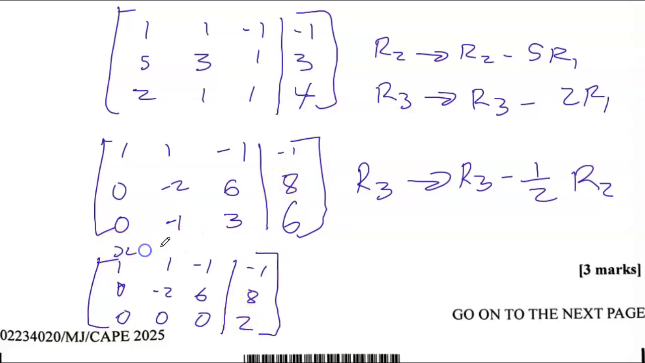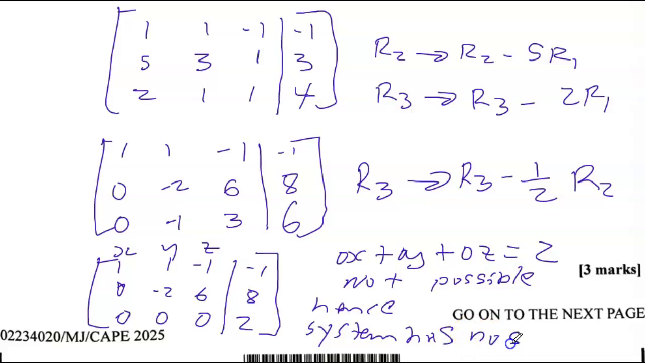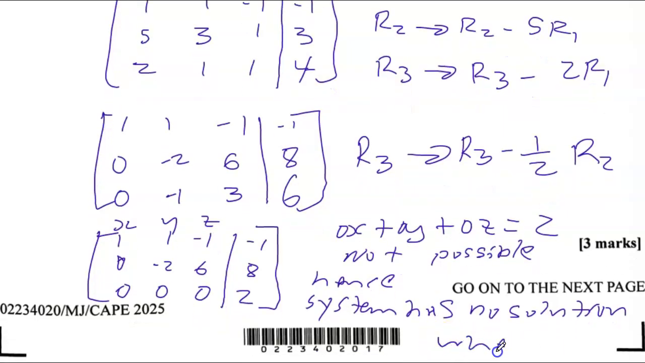So remember, these are the x, y, and z coefficients. So this is saying that 0x plus 0y plus 0 times z equal to 2, which does not make any sense at all. 0 times a number plus 0 times a number plus 0 times a number should give you 0. So this is just not possible. Hence, the system has no solution when b is 4. Alright, let's move on.